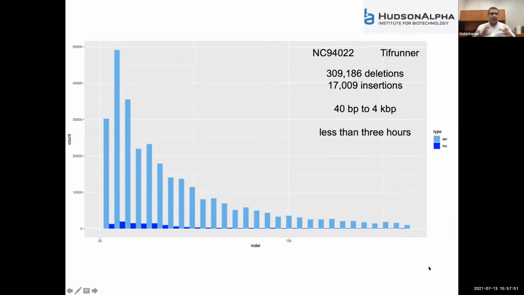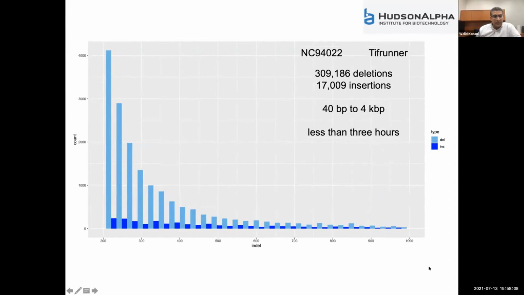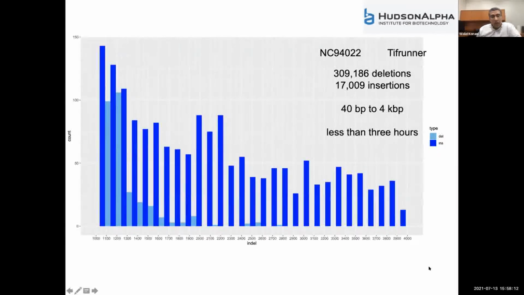If we split them into 3 groups to be easier to visualize, this is the length between 35 to 100 to 200, almost 200. Most of the variants here are deletions, small deletions. And this is another set from 200 to 1,000. Again, most of them are deletions. But the last part is the long indels, most of them here were insertions.